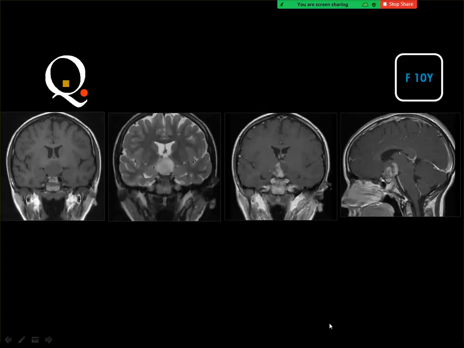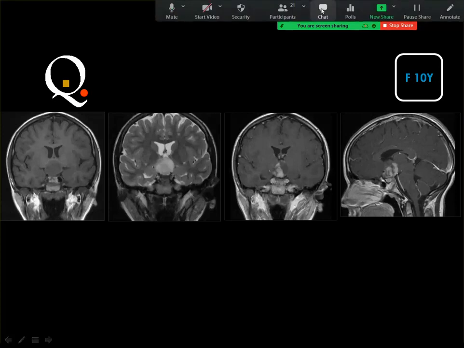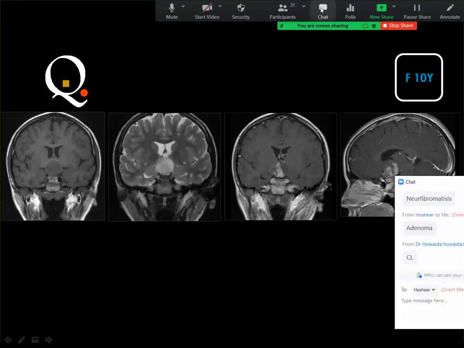Next case is a female child, 10 years old, and this is MRI of the sella showing T1, T2, T1 post contrast, coronal, and sagittal. Adenoma, no. Rathke cleft cyst, no, it is enhancing. Craniopharyngioma, no, there is no cystic component. No, this is not a craniopharyngioma.